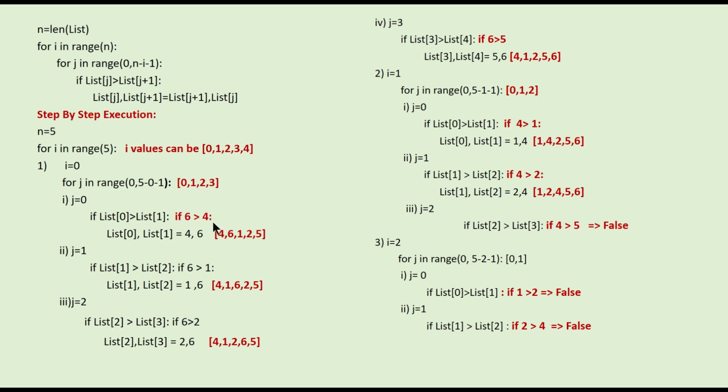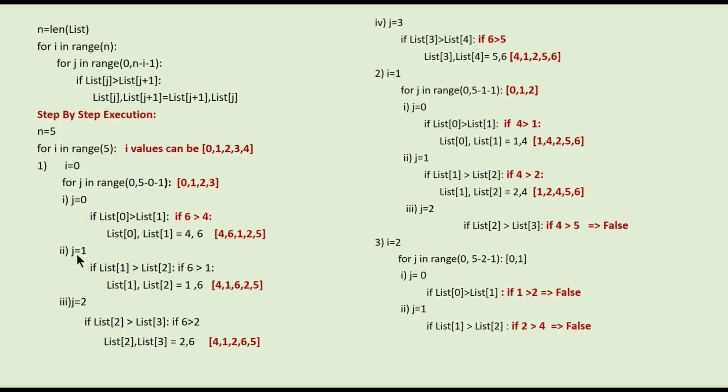The condition satisfied, so we have to swap. So that means list of 0 comma list of 1 is equal to 4 and 6. We are swapping the value. Earlier it was 6 comma 4, now it is 4 comma 6. Now the list of value is 4 comma 6 comma 1 comma 2 comma 5.